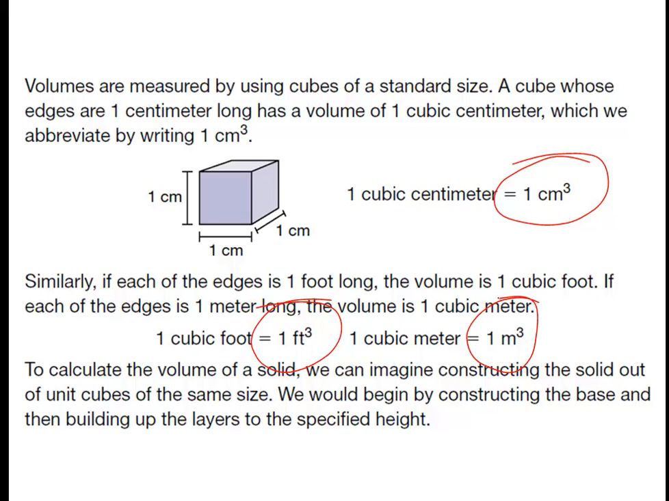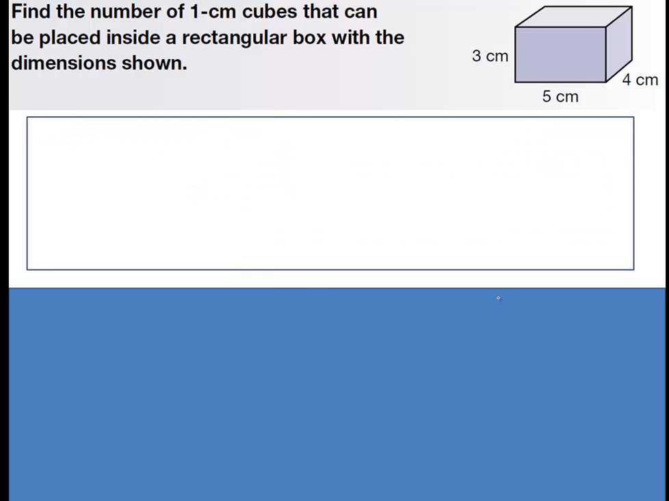And that's what this slide is telling us, is that when we calculate the volume of a solid, we can imagine constructing that solid out of a bunch of these little squares, and then how many squares those take gives us what's called volume. So find the number of 1 centimeter cubes that can be placed inside a rectangular box with the dimensions shown here. So what it's asking you here is to figure out how many cubes would go into this. So the fastest way is just to do 3 times 5 times 4. So you got 15. 3 times 5 is 15 times 4 equals 60.